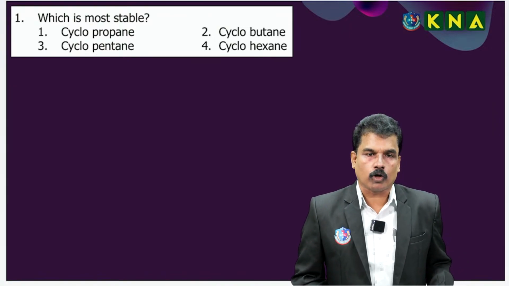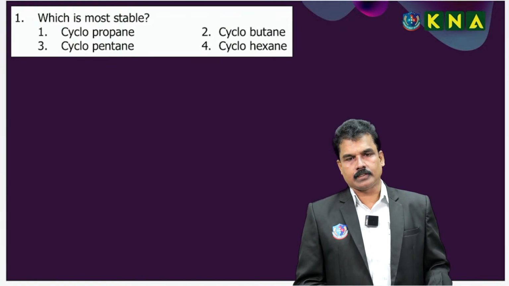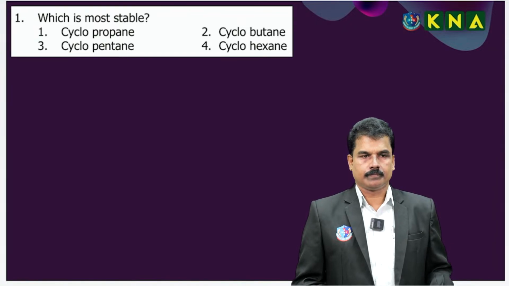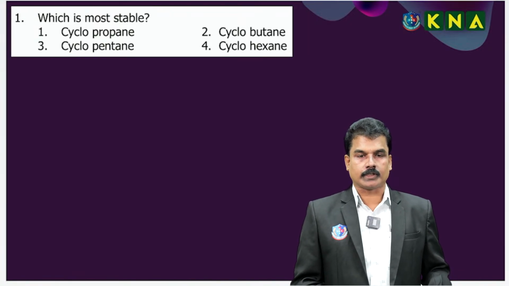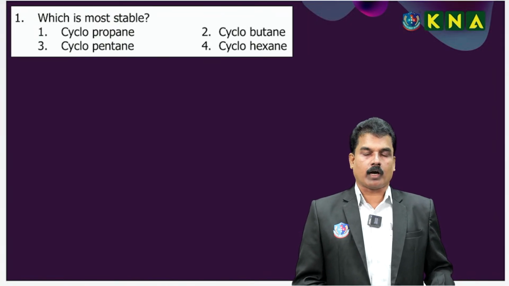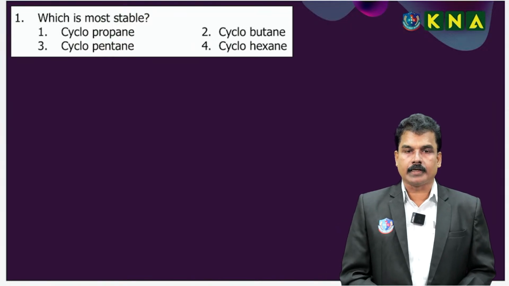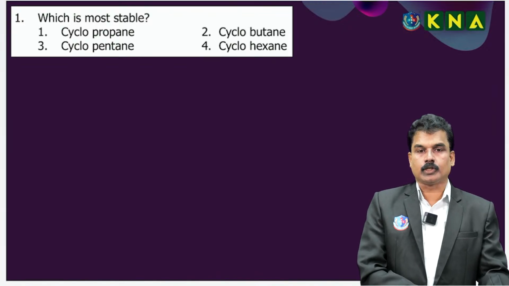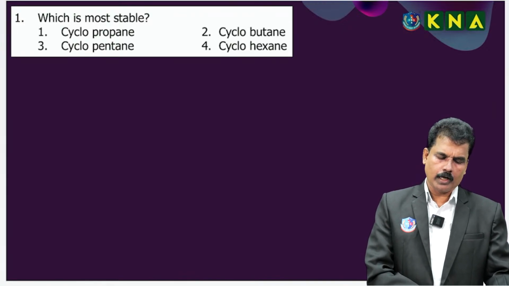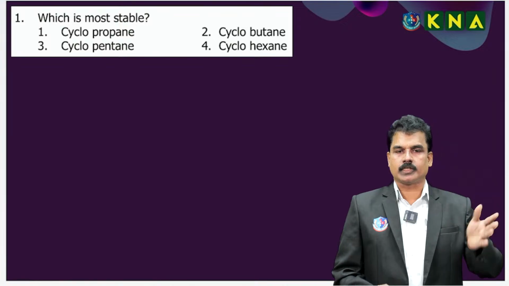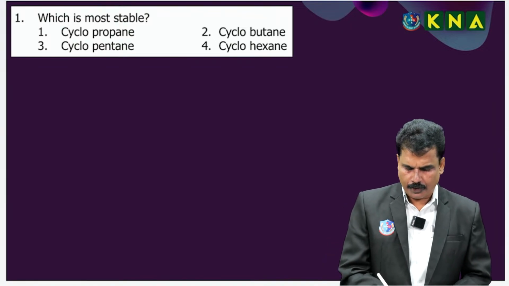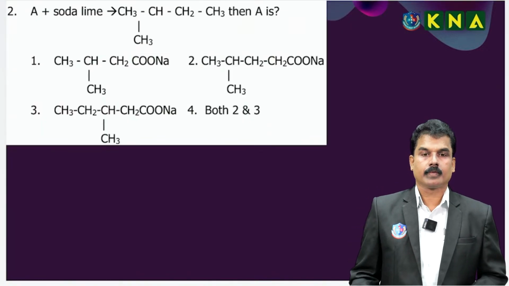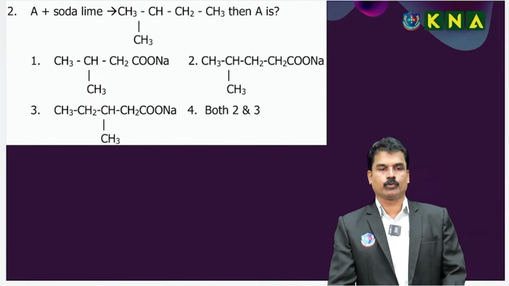So which is the correct option here? Cyclohexane is the correct option. Are you getting the idea now? In the case of cyclic hydrocarbon, as the number of carbon atoms increases, stability increases up to 6 carbon atoms. Cyclohexane is not a planar molecule. So the ring is not planar, so the stability increases up to cyclohexane. Okay, now we can move to the next question.